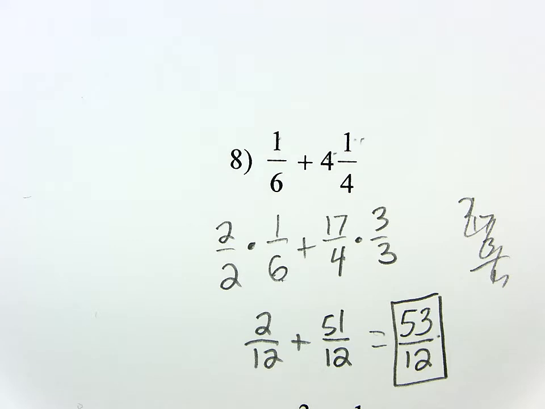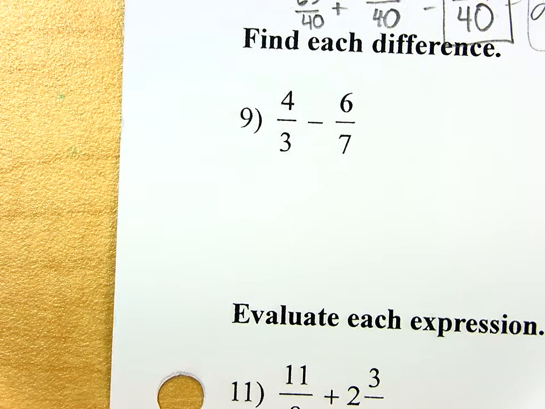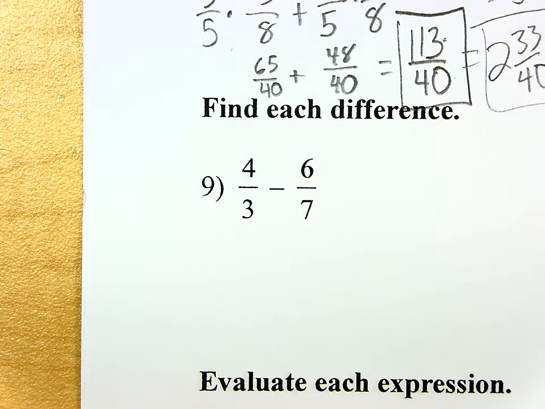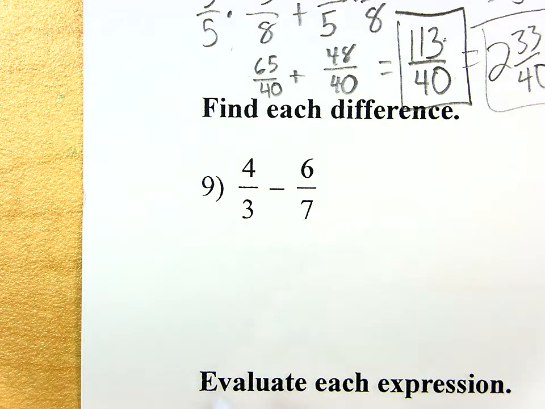Is everybody okay on number 8? Yeah? Okay. So now 9, I'm subtracting, but it's the same idea. I have to have common denominators. I don't right now. What will the common denominator be for 3 and 7? What'd you say? 21 is right. Do you know where 21 came from?